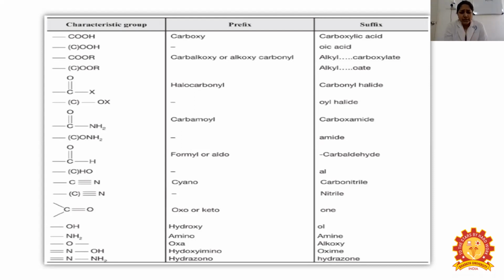Hydroxy, OH: suffix of alcohol is ol, prefix is hydroxy. So NH2 is amino, amine; O means oxa, alkoxy; NOH means hydroxyimino, oxime. So NH2 means hydrazone, and then hydrazine. So this is the characteristic group as well as the prefix and suffix we have to read.